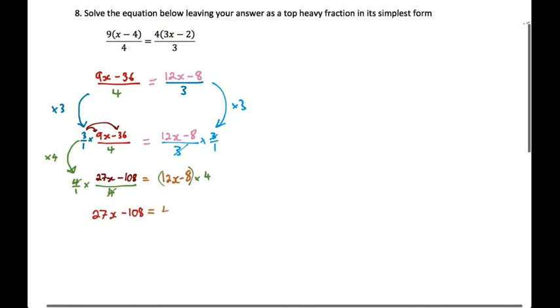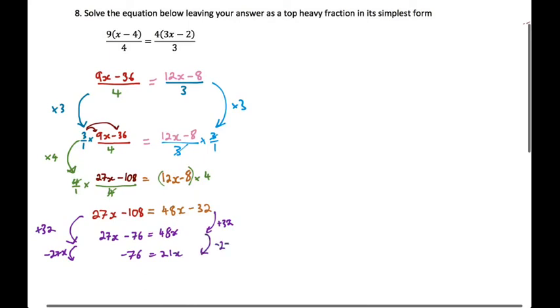Expanding the bracket there, timesing both terms, we get 48x minus 32. Now we have a simple linear equation that we can solve in the usual way. We might add 32 to both sides to give you 27x minus 76 is equal to 48x. And then you might take away 27x, leaving you with negative 76 is equal to 21x. Dividing both sides by 21 will leave you with x is equal to negative 76 over 21.